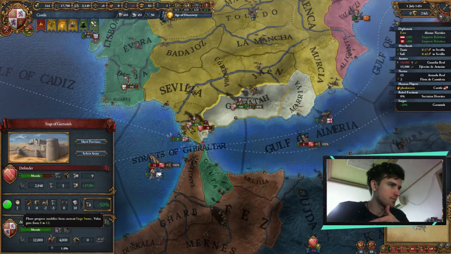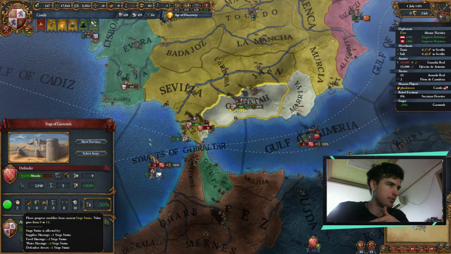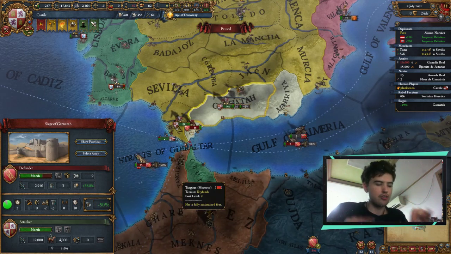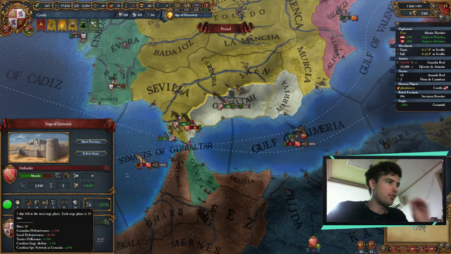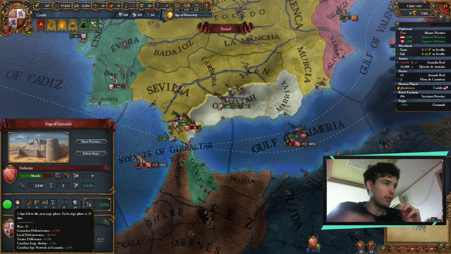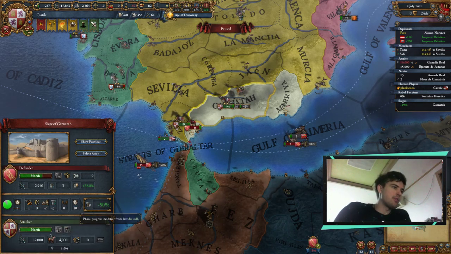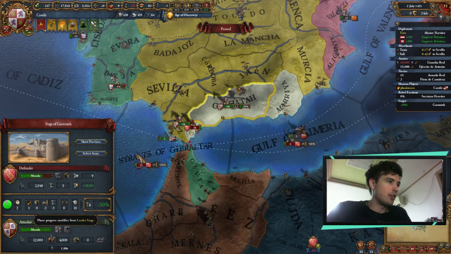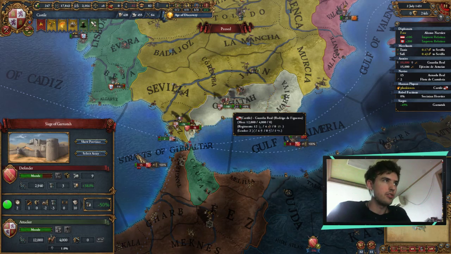So, siege status. Here's what's going to happen. I'm going to just explain this to you, and then we will see it actually play out. In 5 days, when the siege phase runs out, we will have a new value here, the last die roll. Then we've got our leader siege. That's our general's siege skill.